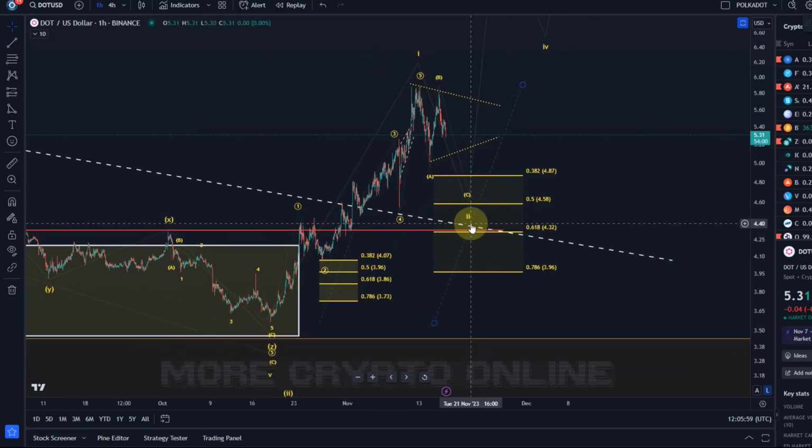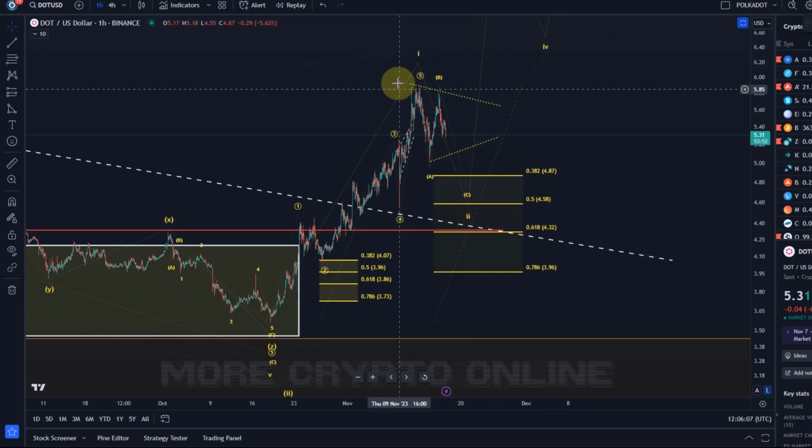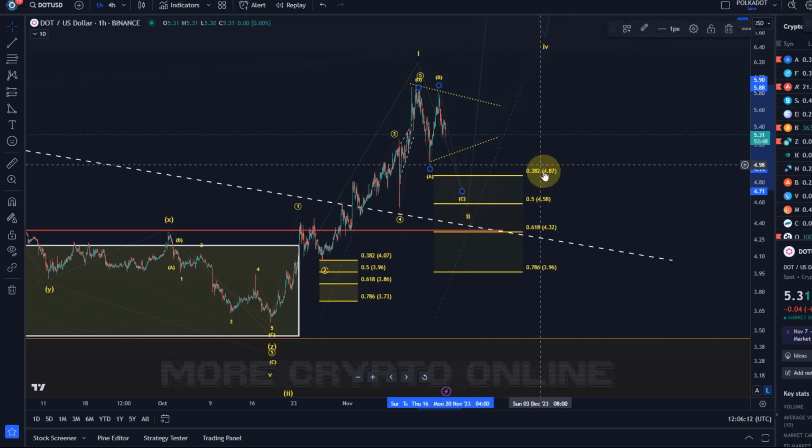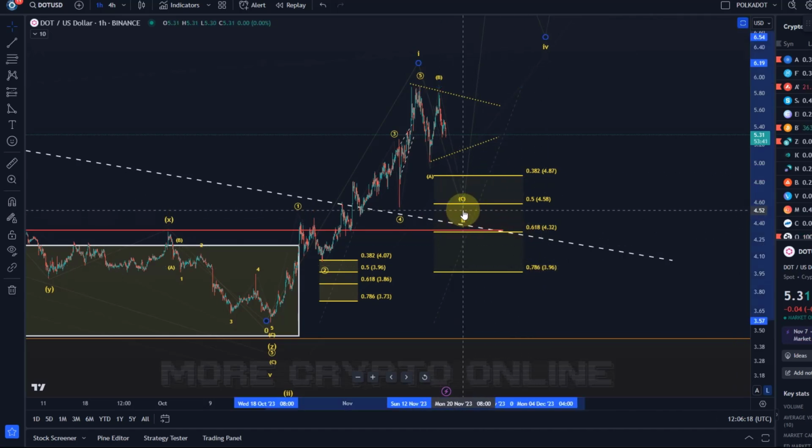So I'm watching for a potential pullback in wave 2. A few things to highlight here. Ideally, in the most simple form, we're just forming an ABC structure and the C wave is coming down now. It would reach anywhere between $4.87 to $3.96. This is the standard support level or range for a wave 2.